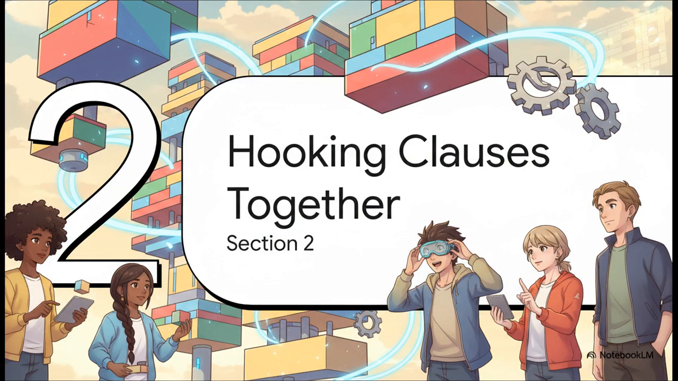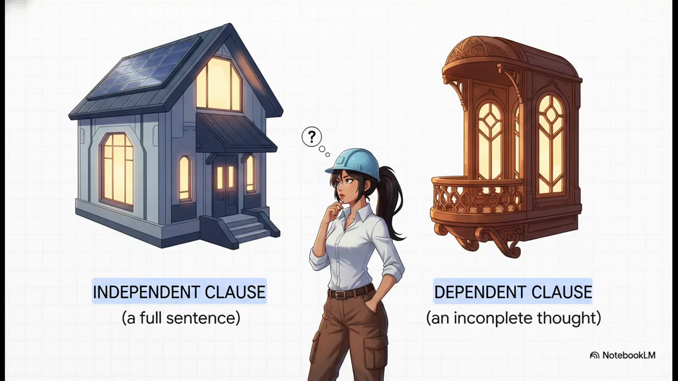All right, so now we know our two kinds of building blocks. Let's get to the fun part, seeing how we actually connect them. This is where we start building those really powerful sentences. So here they are again, our two separate pieces. You have your main idea, the independent clause, and then you've got this little bit of extra info, the dependent clause, just kind of waiting to add more detail.